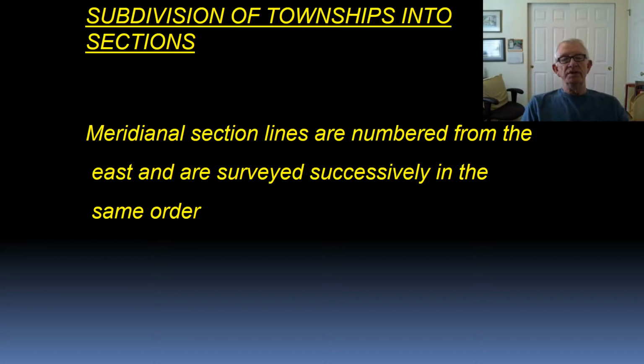Okay, the meridional section lines, as we've just discussed, are parallel with the east line of the township, and they're numbered from the east to the west. Now, as we start surveying this township and subdividing it into sections, we're going to start in the east and run the first range of sections to the north. Then we're going to go to the next range west of the first one, and so forth and so on. So we're going from east to west and from north to south as far as subdividing the township.